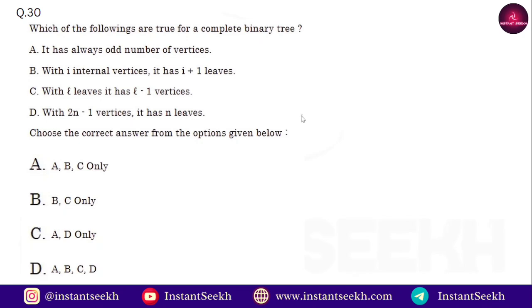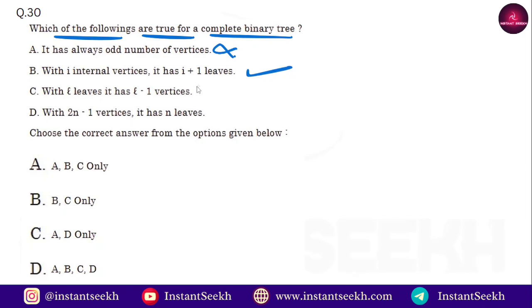Next, which of the following are true for a complete binary tree? It has always an odd number of vertices. Is this correct? This is incorrect. A complete binary tree can have an odd or even number of vertices. Always odd? No, so not a valid statement. Next, a complete binary tree with I internal vertices has I plus 1 leaves. Yes, this is true.